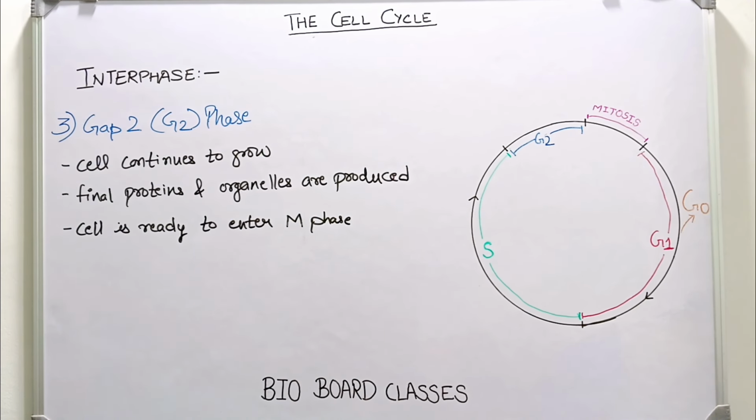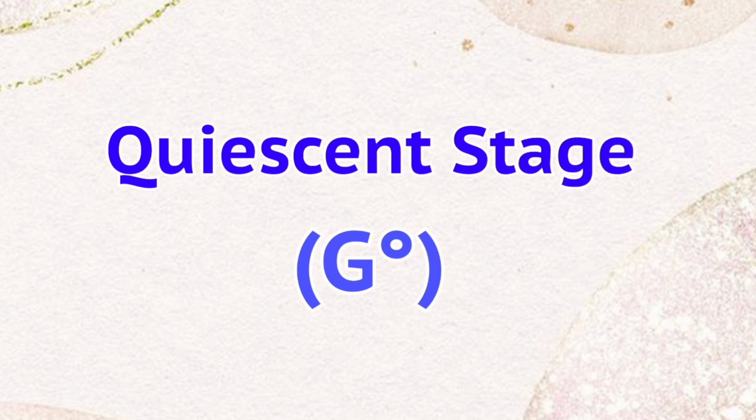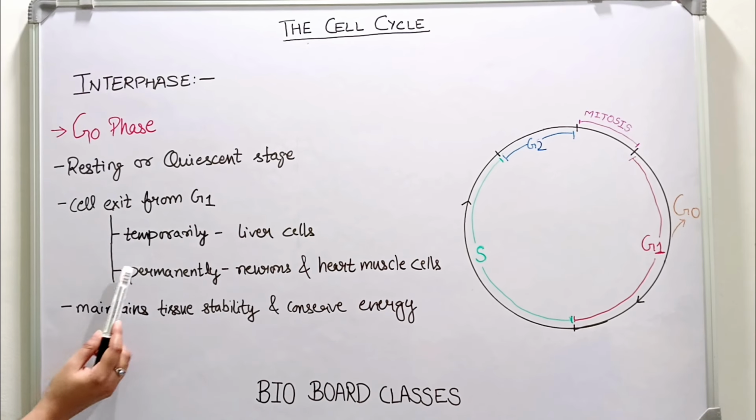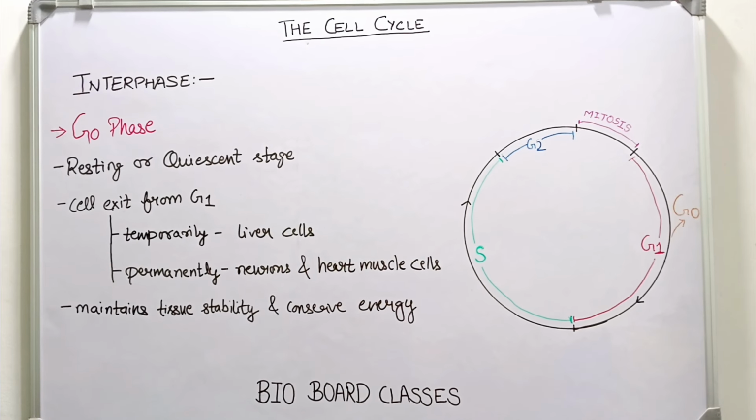The G0 phase is a resting stage in the cell cycle, where the cell temporarily or permanently exits the cycle and stops dividing. This phase occurs from the G1 phase of the interphase, as mentioned here, usually when a cell has finished growing but doesn't need to divide anymore. Some cells enter G0 temporarily and they can return to the cell cycle when needed. For example, liver cells can enter G0 and later re-enter the cycle to repair damage.